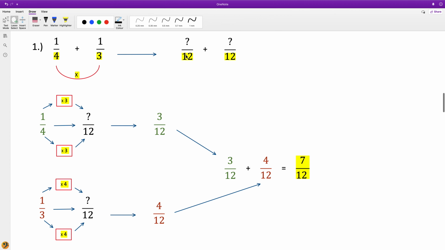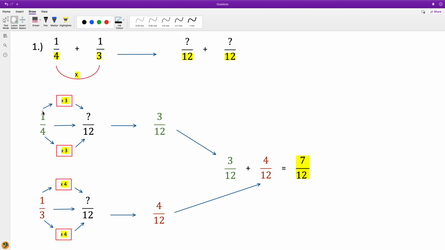And then that will end up giving us some form of twelfths plus another portion of twelfths. And then we can add them together because 4 times 3 is 12. Okay, so the next step of how to do that is shown here below.